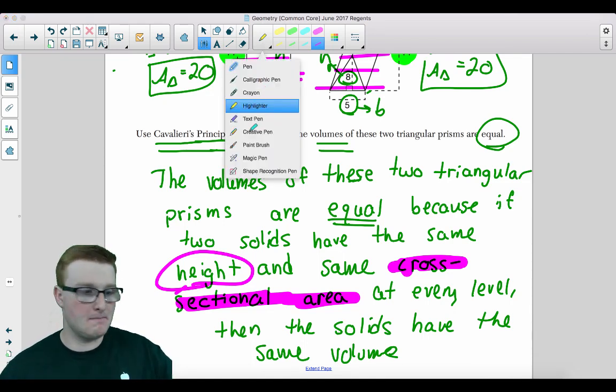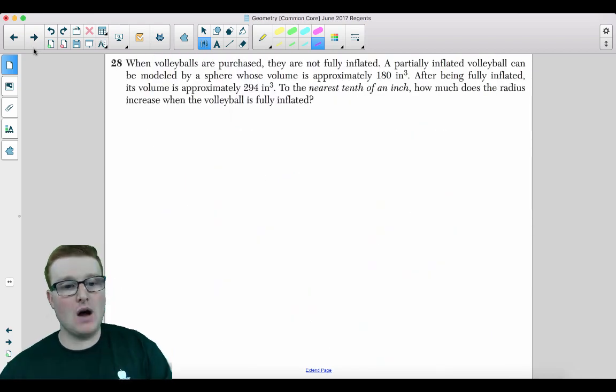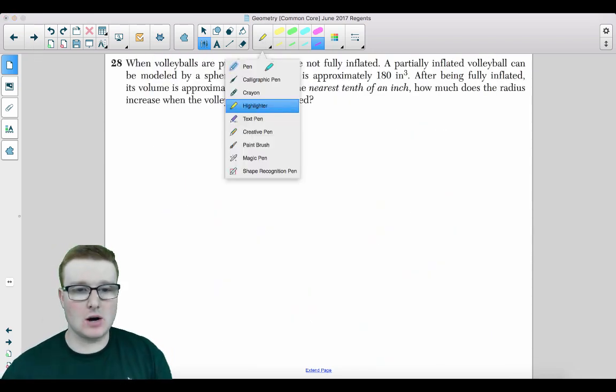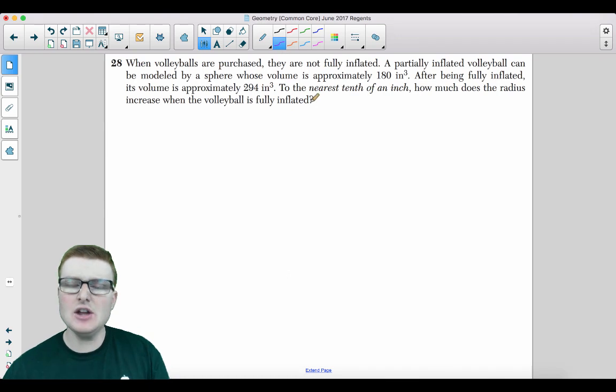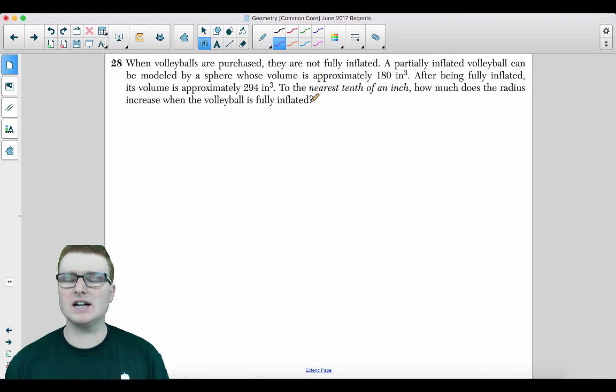Moving on to question number 28. Here we go. When volleyballs are purchased, they are not fully inflated. A partially inflated volleyball can be modeled by a sphere whose volume is approximately equal to 180 inches cubed.